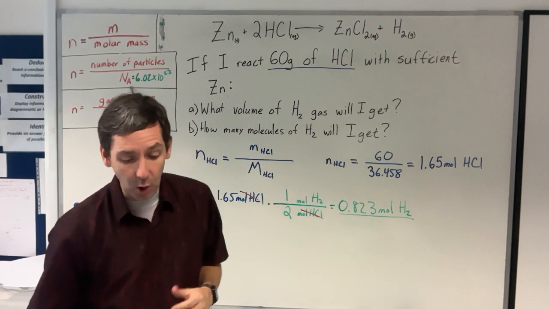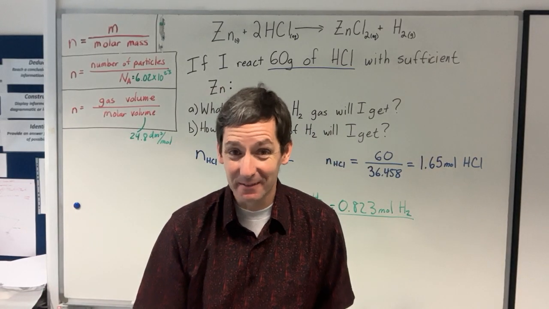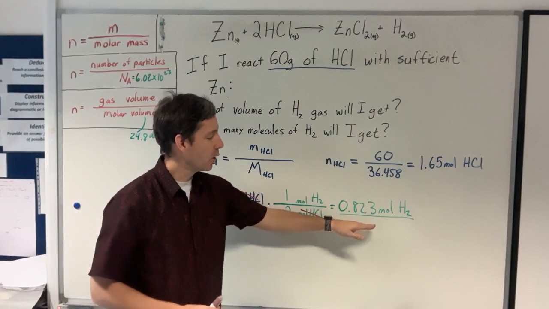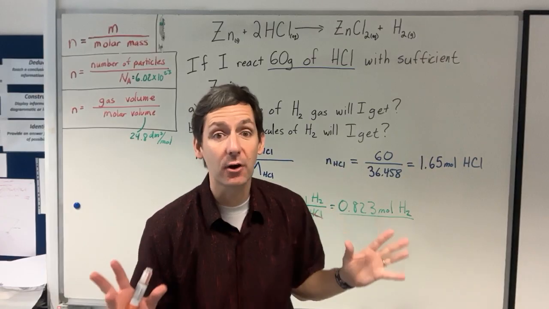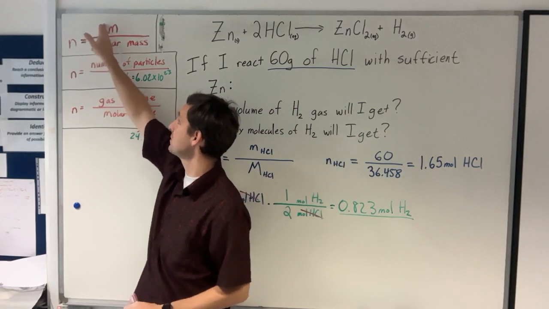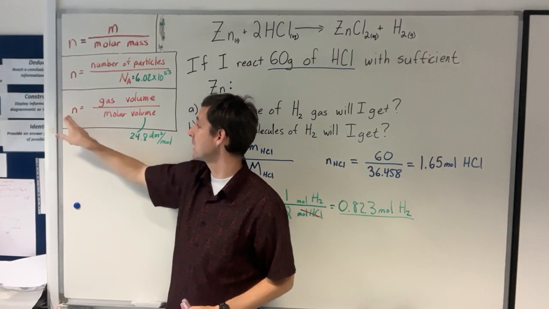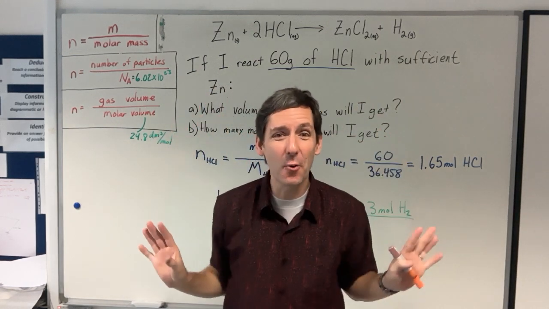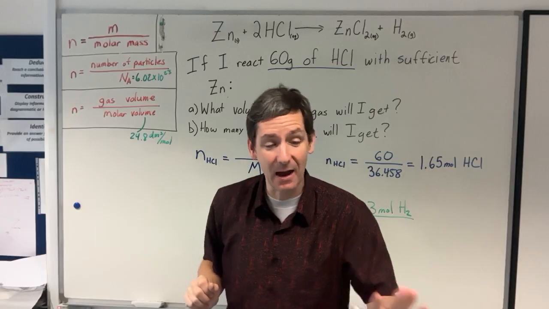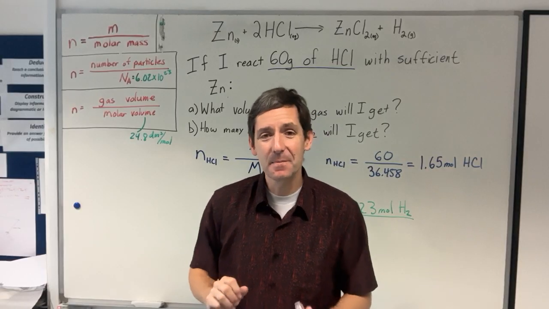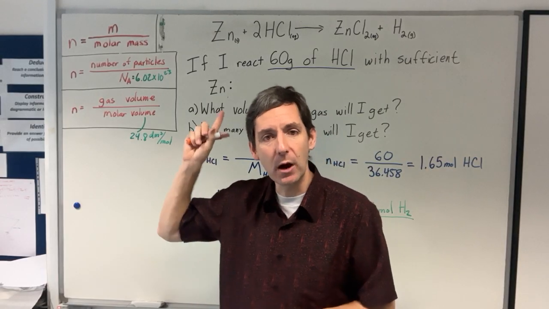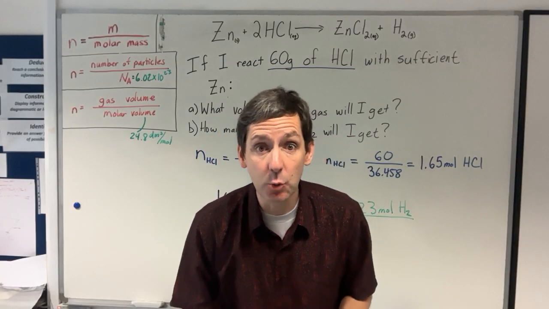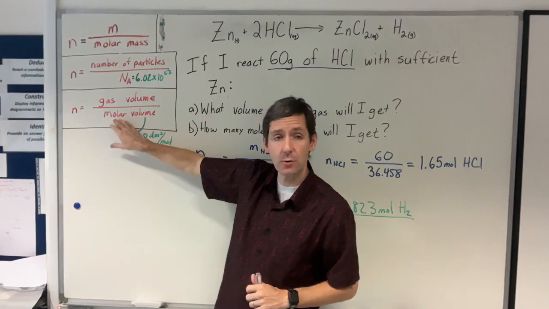All right? So now I'm left with this. Now I know how many moles of H2 there are. So now that I know the moles of H2, I can go wherever I want, because I can go from moles to mass, from moles to number of particles, from moles to gas volume, because of the 3 equations that I have on my formula sheet. The first one is asking what volume of H2 will I get. So let's use the one that's going to give us volume. That's going to be this one right here.